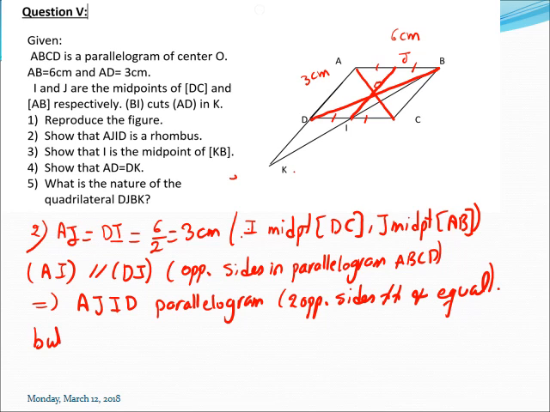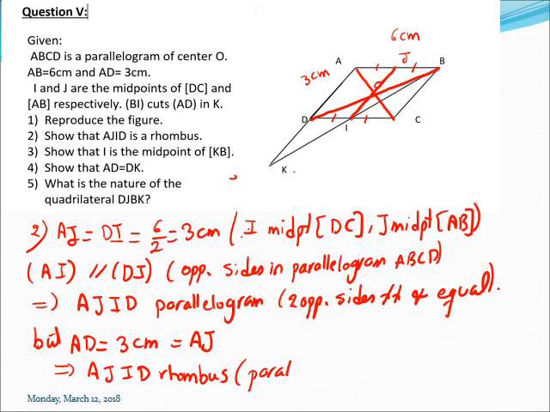But AD equals 3 centimeters and is equal to AJ. So AJID is a rhombus: a parallelogram plus two equal consecutive sides.